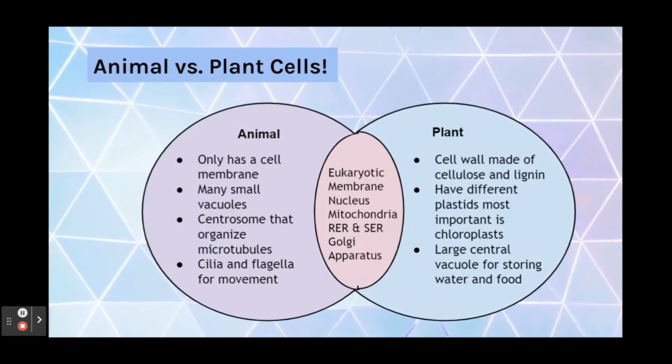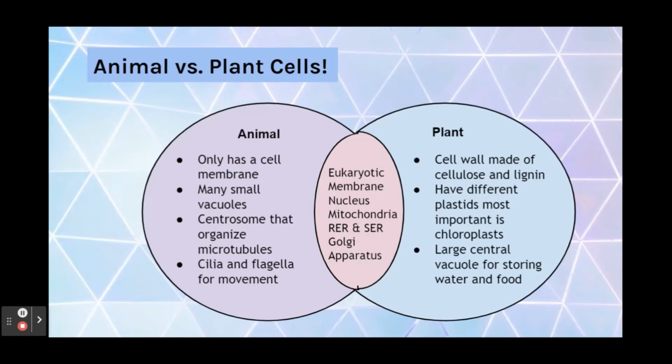So now we're going to say the difference between animal and plant cells. I think we've talked about this before, and just to summarize everything, an animal cell only has a cell membrane and many small vacuoles, and a centrosome is something that organizes microtubules, and if you don't know what that is, that's okay, we'll talk about this later. And we have cilia and flagella for movement, which are mostly for prokaryotic cells because they don't really have these membrane-bound structures inside of them.